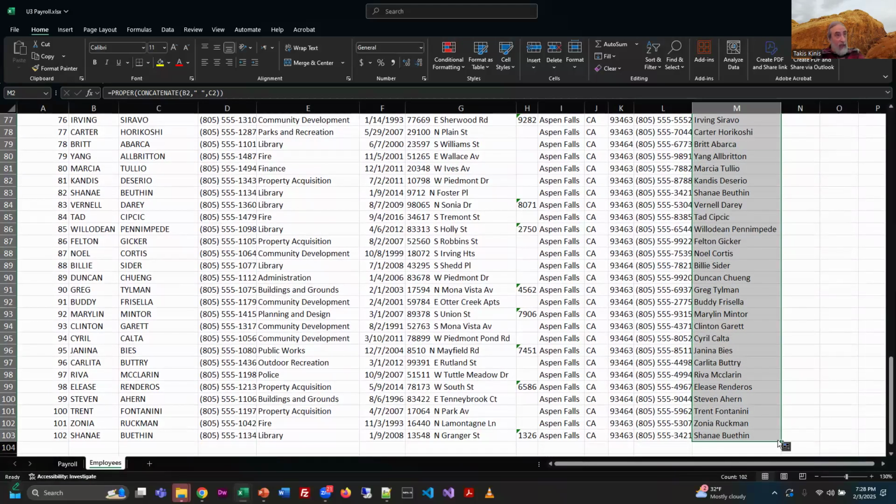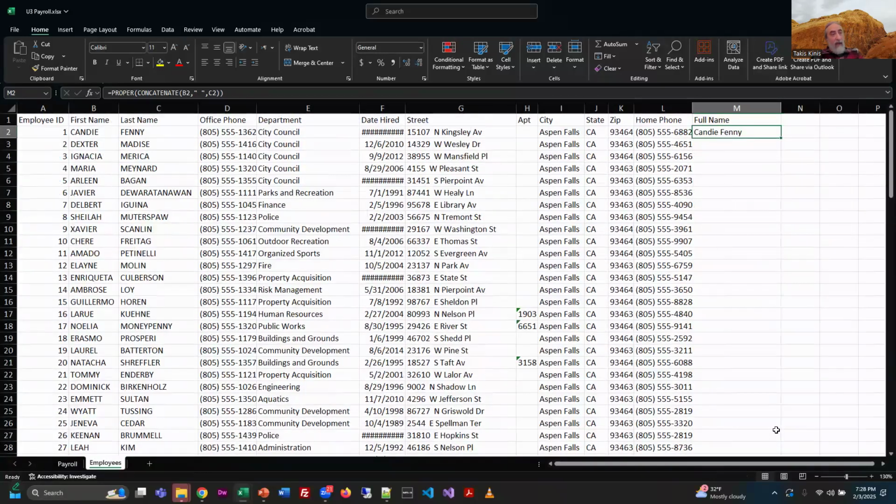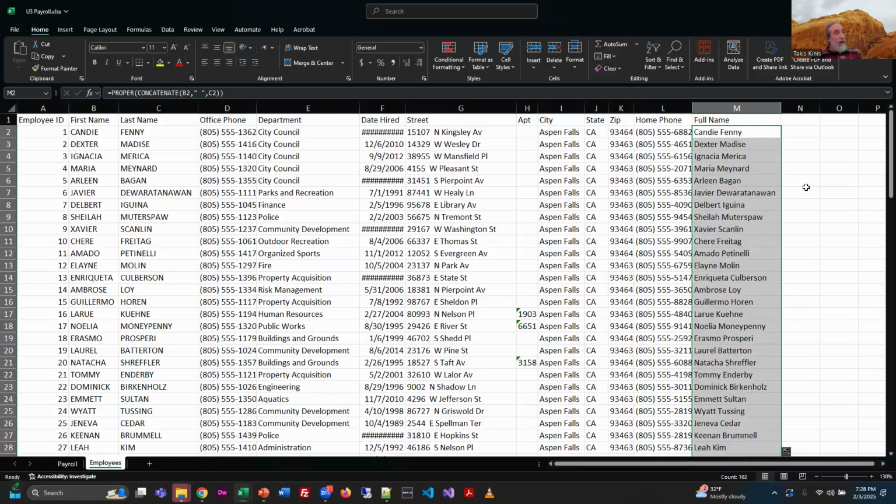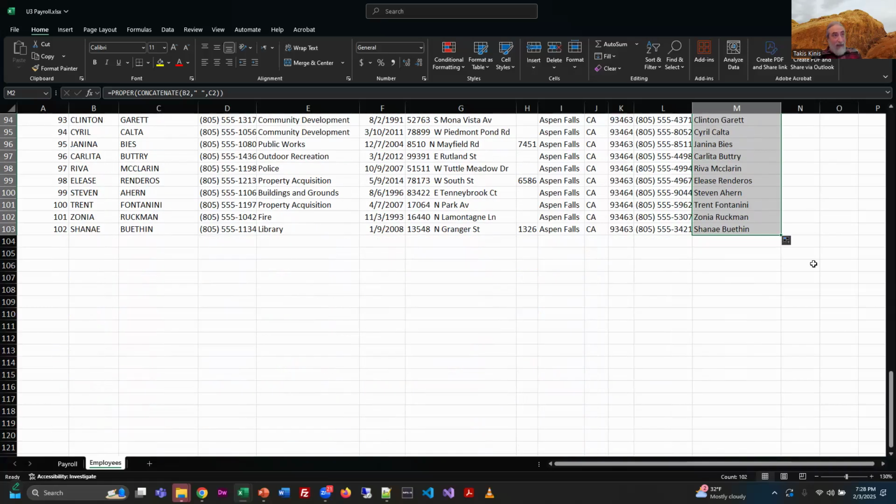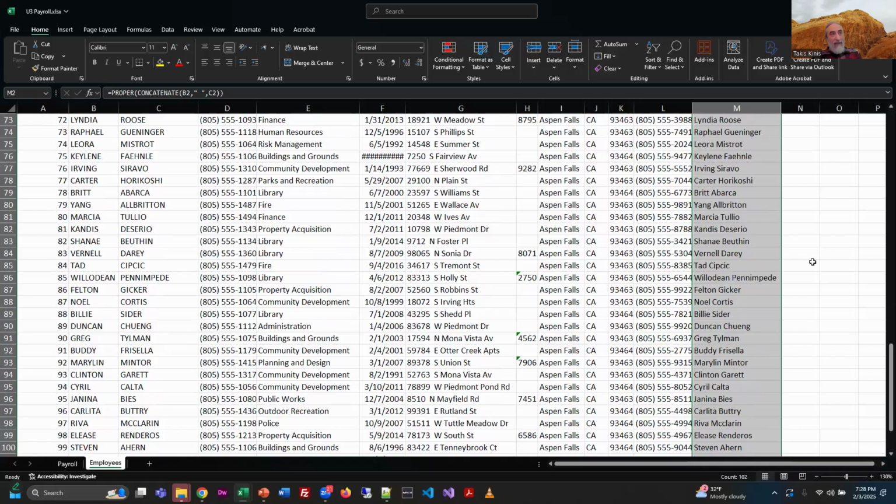Okay, once again, Control Z. That's not so bad. It's only 100 names. Fathom this, though. What if it's 10,000? You want to click and hold and drag for 10,000? No. So how do you do that? Double click the little box, and it did the whole list. Doesn't matter how long it is.